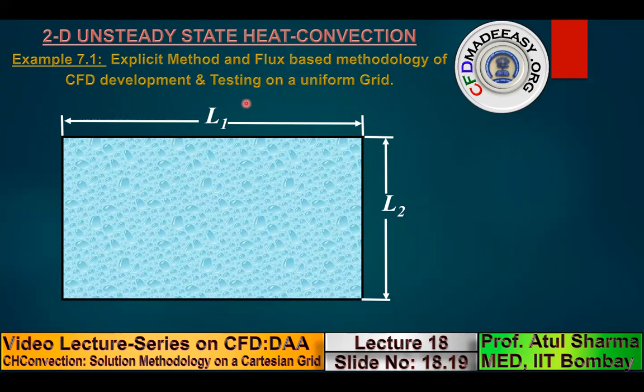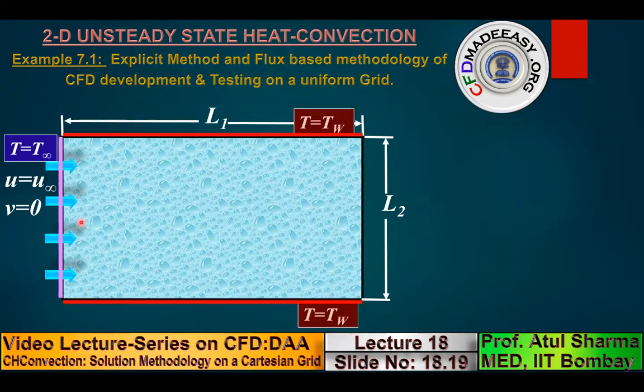So let us consider that there is a fluid which is flowing between two parallel plates. This is the bottom plate and this is the top plate, and this is the fluid which is flowing. The left wall of the domain is maintained at a constant temperature T infinity. The top and bottom walls of the channel, this flat plate, are maintained at a higher temperature TW. And this is the right boundary, the outlet. The fluid is entering from the left boundary and leaving from the right boundary.